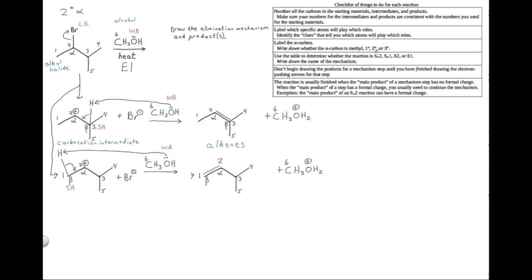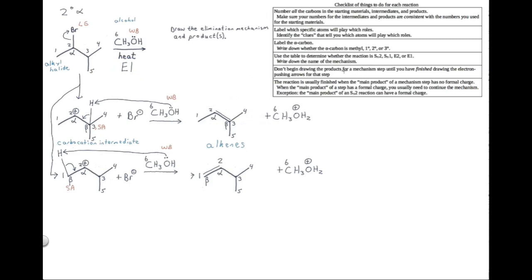Write down whether the alpha carbon is primary, secondary, or tertiary, like I did here. You need to write that down because this is crucial information for using the table to determine the mechanism. Use the table to determine the mechanism and write down the name of the mechanism. It's crucial to write down the name of the mechanism because very commonly students determine that the mechanism is E1 and then they forget and accidentally draw a different mechanism. So to make sure you don't forget which mechanism you're trying to draw, write it down.